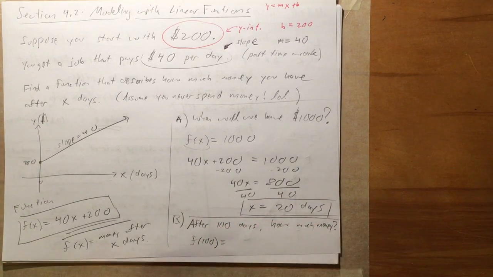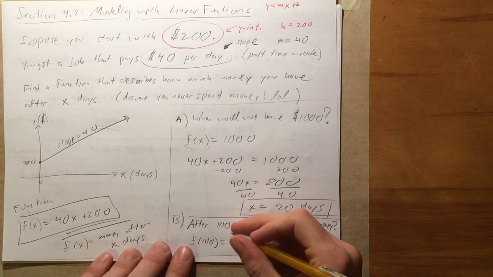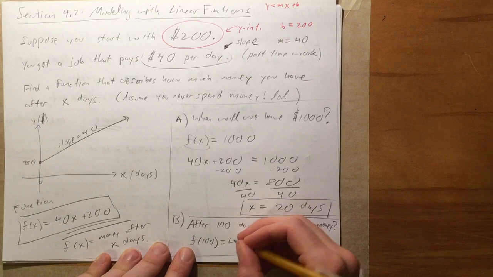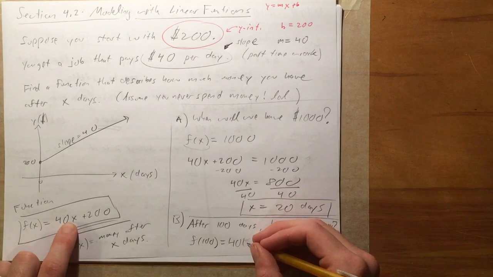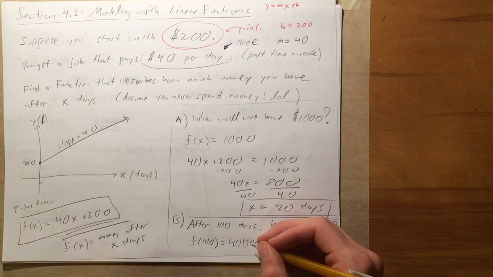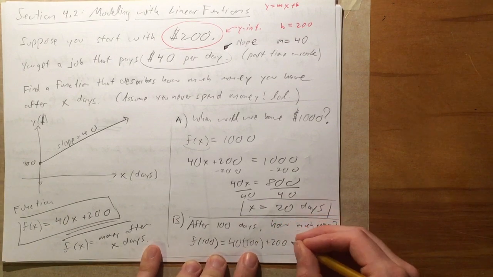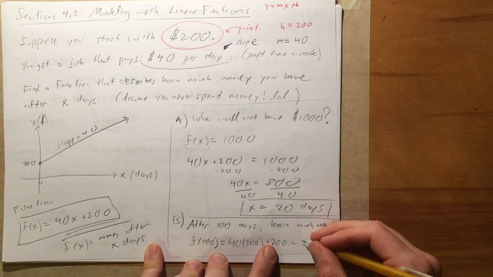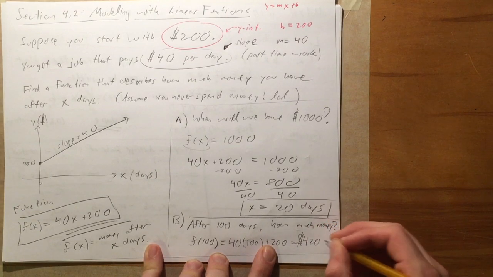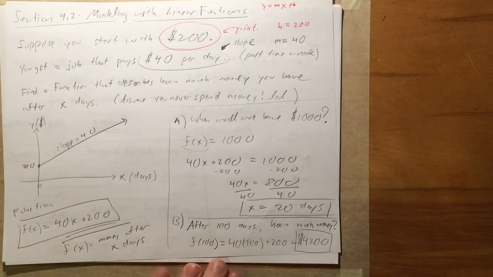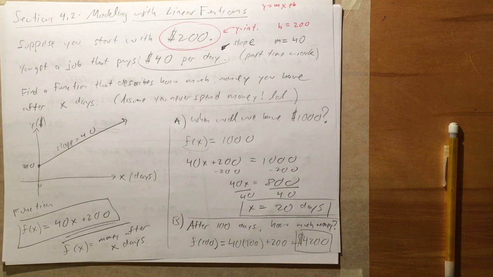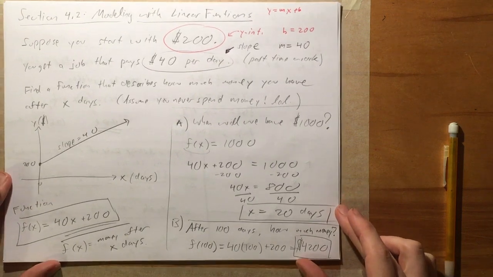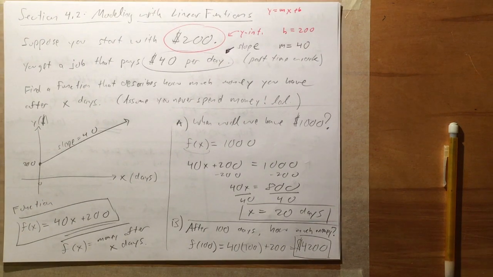To answer that question, we don't have to add 40 a bunch of times like I was stupidly attempting to do earlier. All we have to do is stick 100 into our function. So I'm replacing the x with 100. This is called evaluating a function. We practiced this in the previous video. So we have 40 times 100 is going to be 4,000 plus 200, and that's 4,200. Stick a unit on there, call it dollars, and that's the answer. So this is an example of coming up with and then using a linear model.